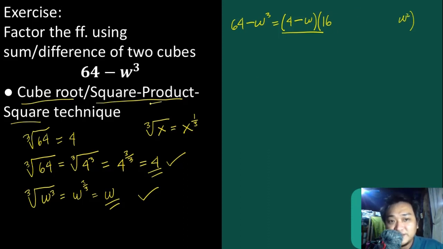How about the middle term? The middle term will be the product of the terms in the binomial, and that is 4w. Now, since minus dito, kung naalala nyo, na-share ko sa inyo, pagka positive sa gitna, negative yung middle term. Pagka naman negative yung gitna, lahat yan positive. Yun ang kagandahan yan. Okay, so the factor of 64 minus w cubed is equivalent to a binomial 4 minus w times a trinomial 16 plus 4w plus w squared.